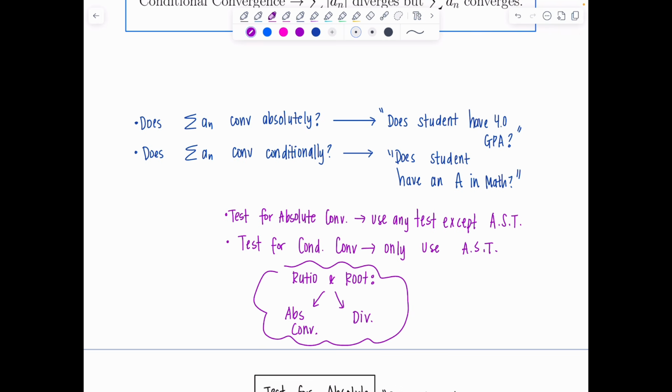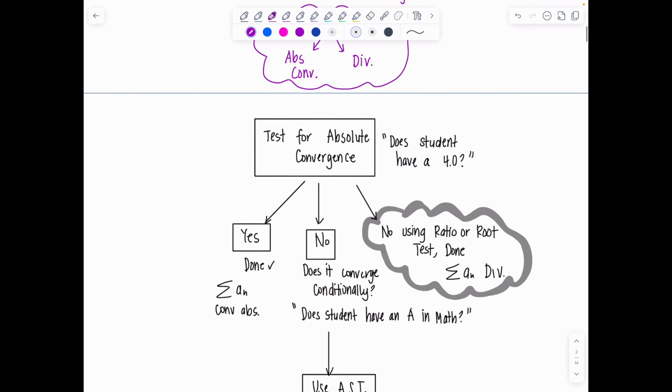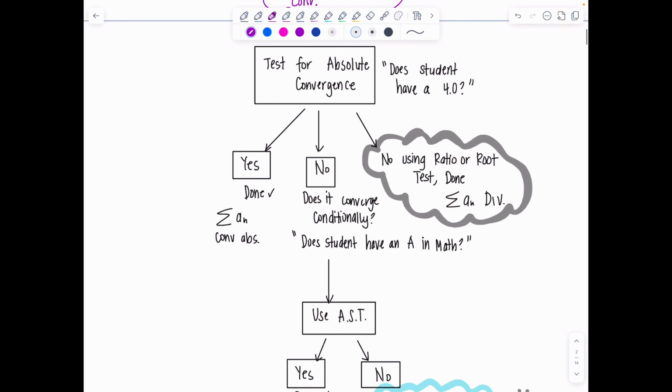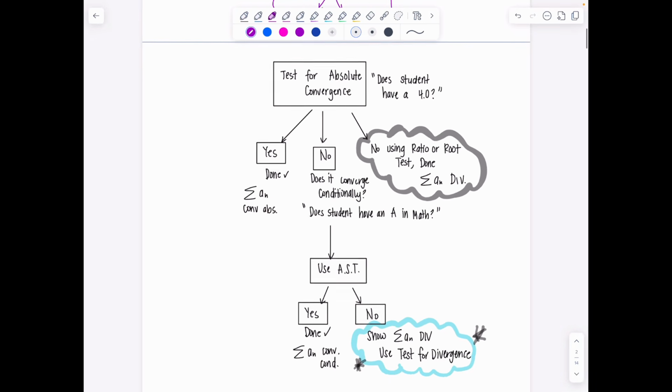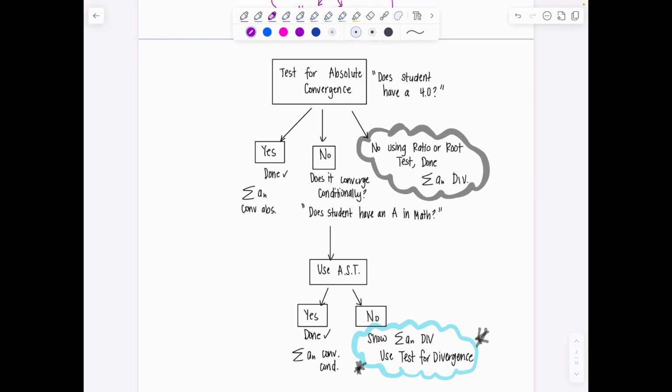Just remember that. So I have a full flowchart for you. Everybody loves a flowchart. I've shown this before. Let me scroll out if you want to take a screenshot, but it's also up on my Patreon if you want to download it there. Okay, so you can pretty much follow this while you're testing for absolute or conditional convergence. Test for absolute convergence first. This is like determining the answer to the question, does the student have a 4.0?